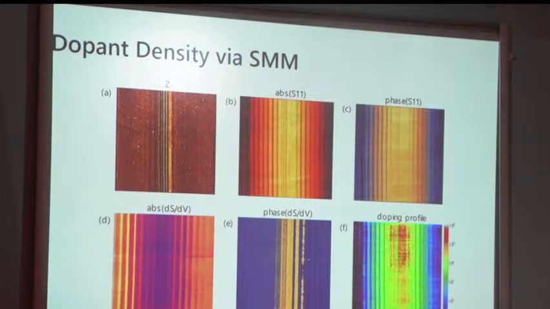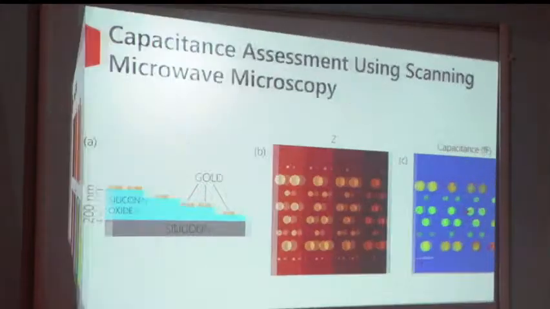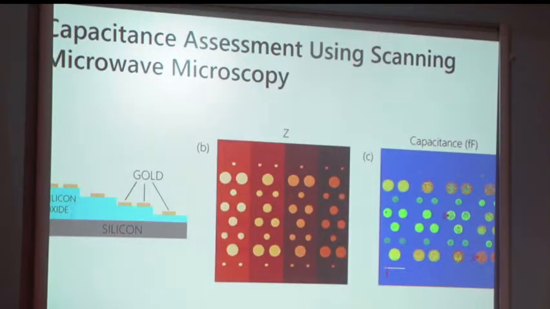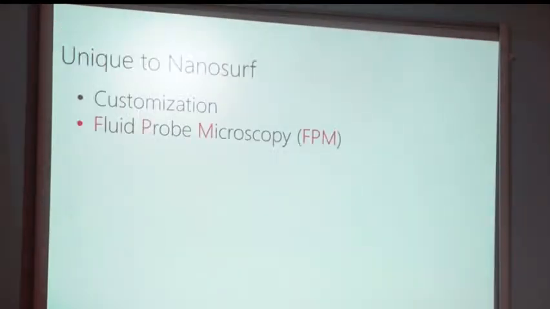This is a special addition to the atomic force microscope, where instead of using the standard cantilevers, you can use cantilevers which can be vibrated in the megahertz range using vector network analyzers. And there are some special cantilevers available from some special companies. So if you want to measure dopant density or capacitance, all these things are possible to measure.